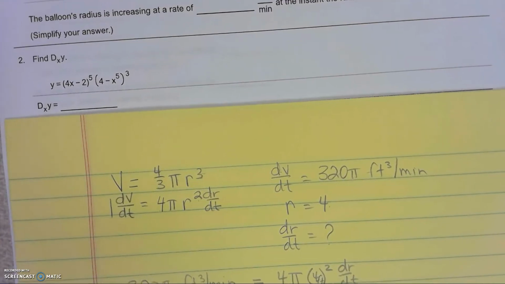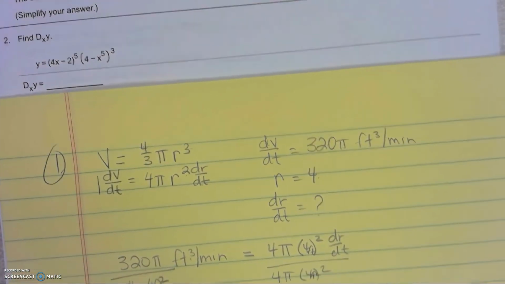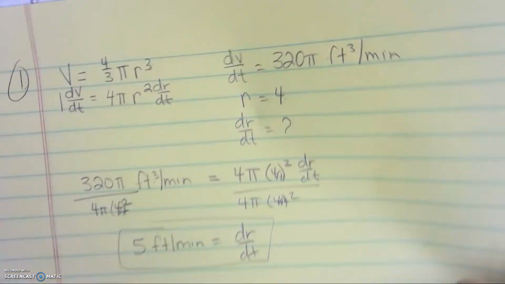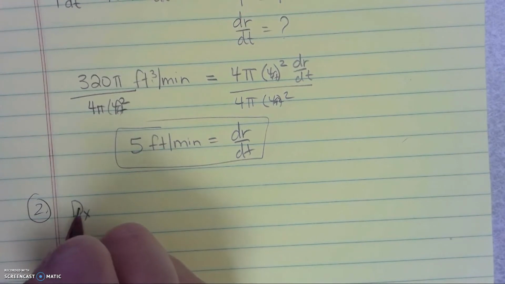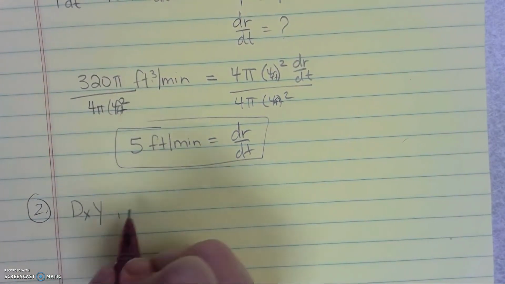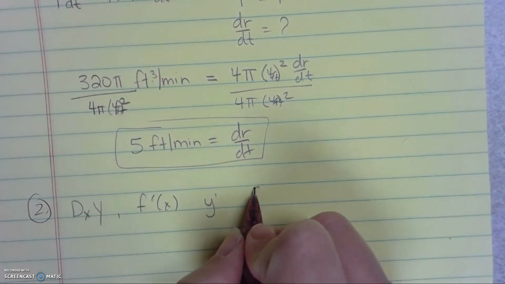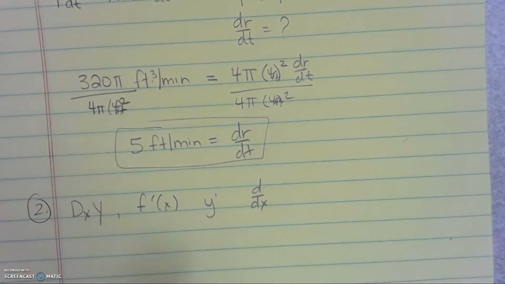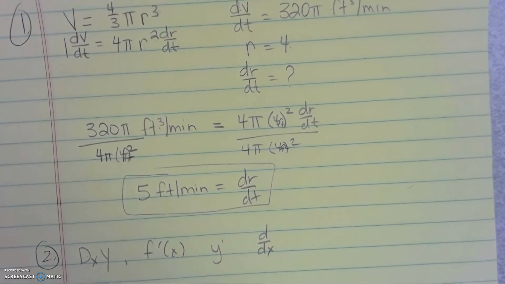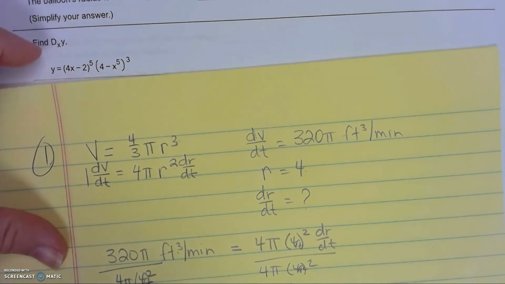Alright, this problem says find d sub xy. D sub xy is derivative. Remember there are several different notations for derivatives. I could have the derivative with respect to x of y, or I could have f prime of x, or I could have y prime, or I could have d dx. All of those are notations for the first derivative. So if I'm asked to find the derivative, let me get my problem back down here.